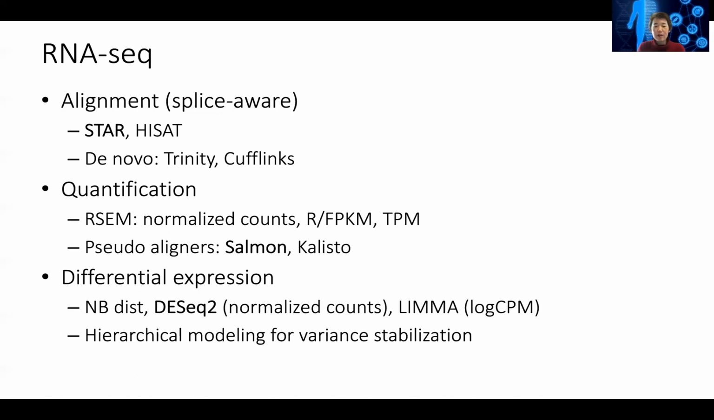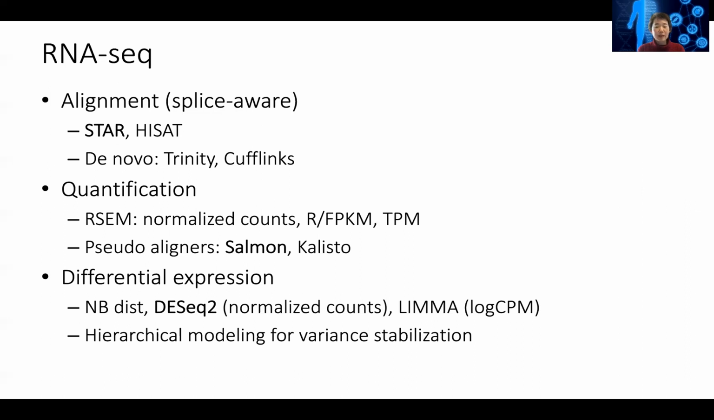And the difference between FPKM and TPM is whether you normalize by the library size first or whether you normalize by the gene length first. And apparently this makes quite a big difference. And currently TPM is considered the gold standard, or the most accurate, in reflecting gene expression levels.